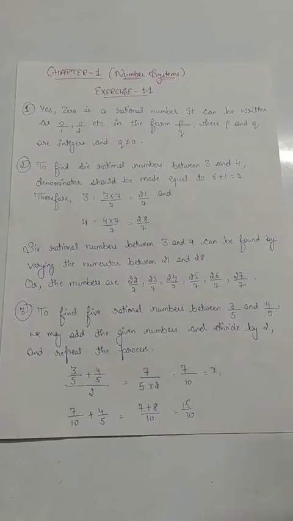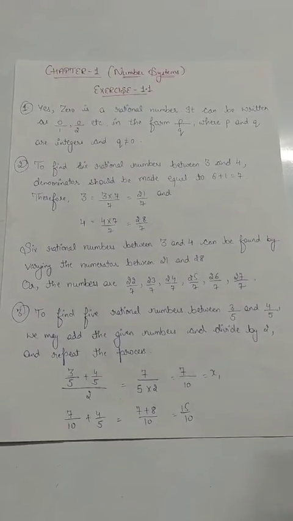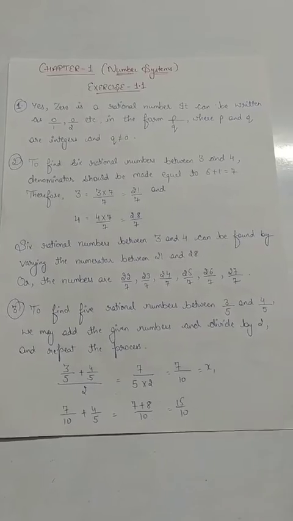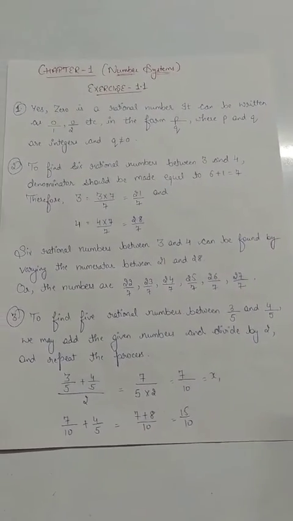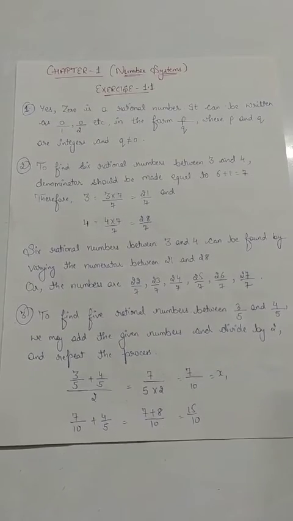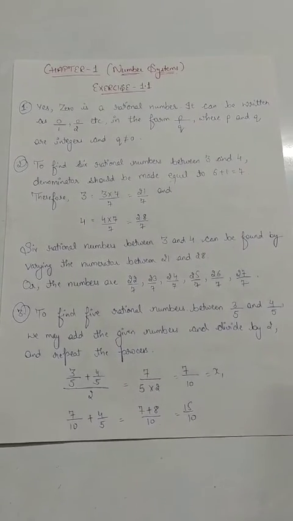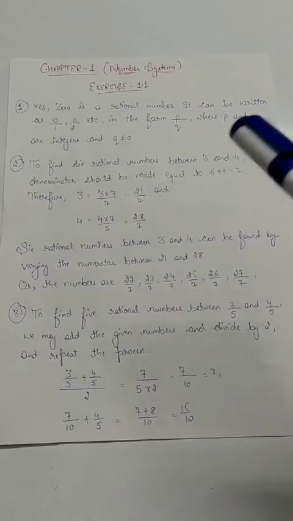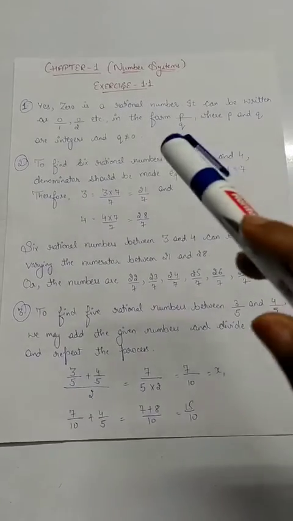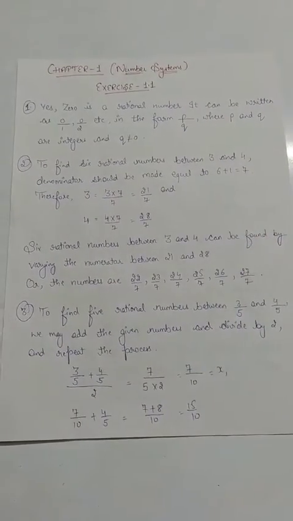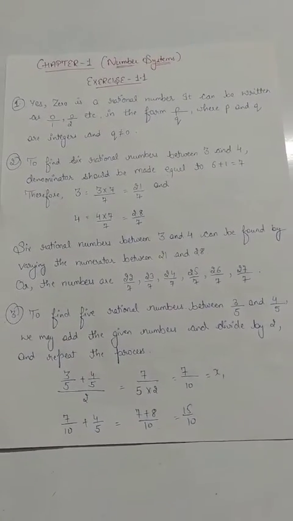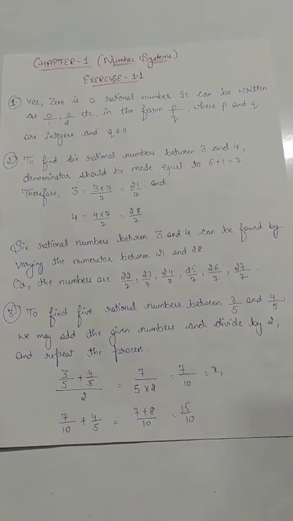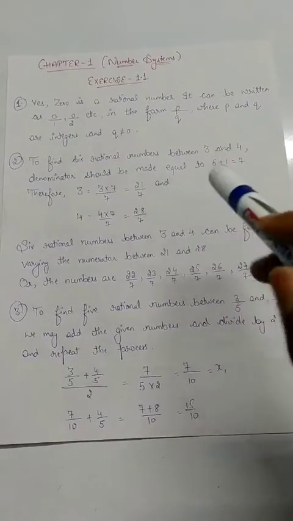Hello students, so today we are going to start with the first chapter, number system, starting with the first exercise, that is exercise 1.1. The first question is, is 0 a rational number? So the answer is yes, it is a rational number because it can be written in the form of 0/1, 0/2 and so on. Any number which is of the form of p upon q is a rational number where q is not equal to 0.